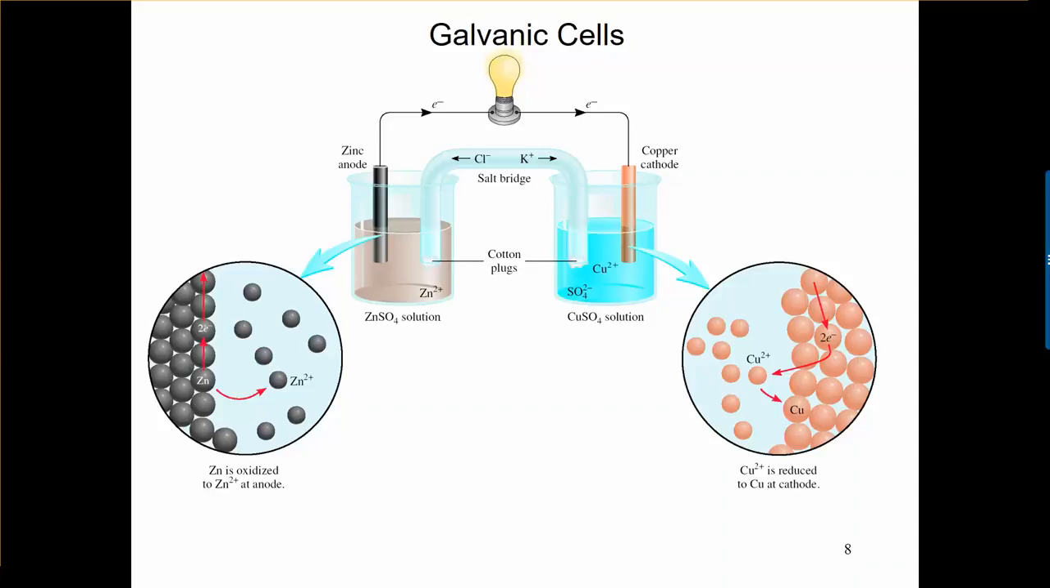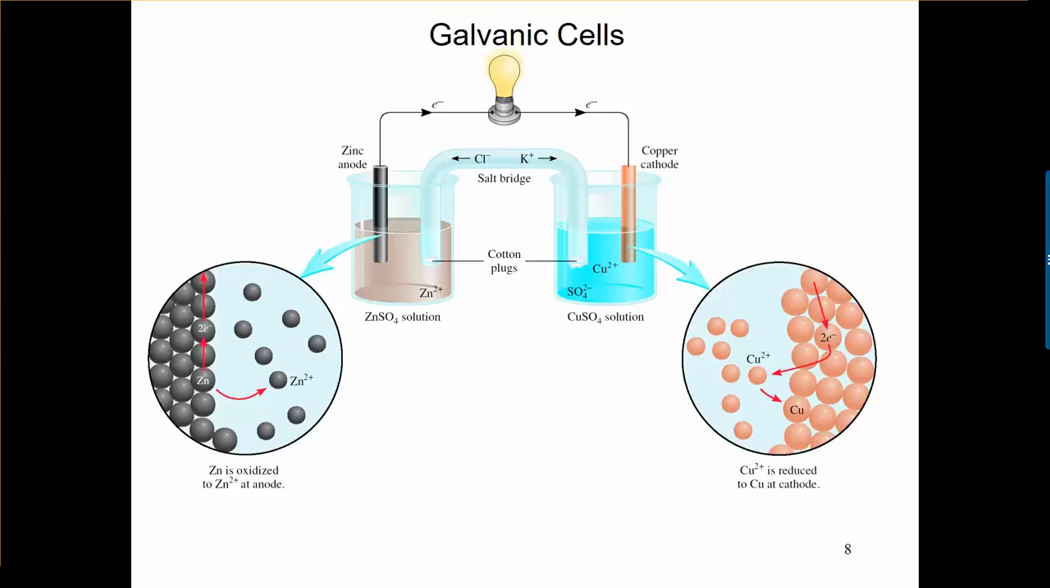So whichever one is becoming reduced, meaning it's gaining electrons, is going from ionic to solid. As it does that, the electrode, the piece of metal, is going to increase in size, because it starts getting surrounded by more and more solid pieces of itself. What do you think is going to happen to the thing that's becoming oxidized? It starts to go away. It shrinks, because as it's becoming oxidized, the solid pieces of metal are going off of it, and it's dissolving into solution. So that's what we see happening here at these two electrodes.